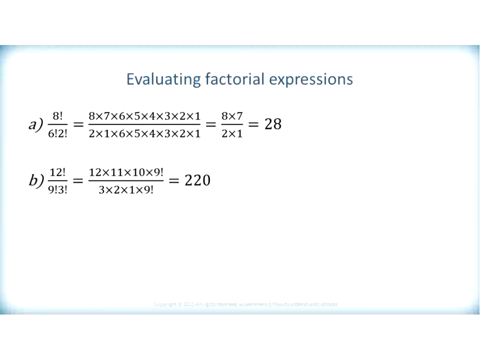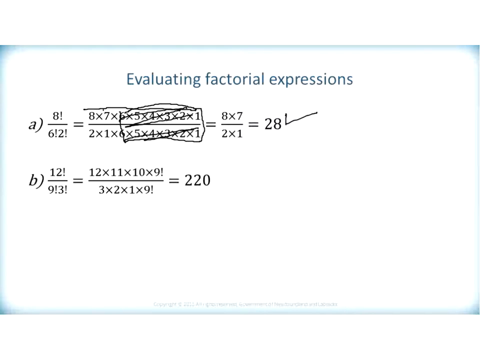Evaluating factorial expressions. This could pop up on the multiple choice portion. Also, it's going to help later in simplifying combinations and permutations. We have 8 factorial over 6 factorial times 2 factorial. 8 factorial is 8 times 7 times 6 times 5 times 4 times 3 times 2 times 1. You can see that these are the same. They're both 6 factorial. We can cancel those out. It's not necessary to write the complete numbers out. Then we only have 8 times 7 over 2 times 1, which is 28.